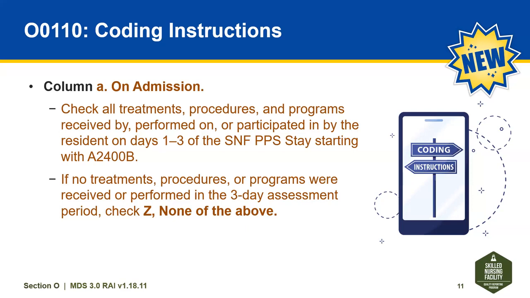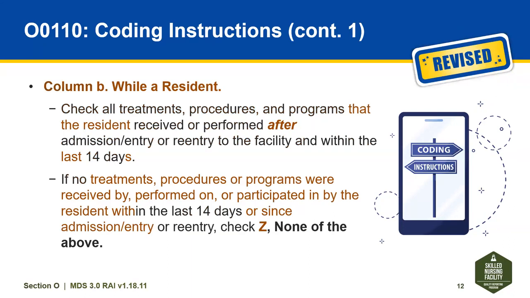And this slide is showing you the revised coding instruction for column B, while a resident. You will check all treatments, procedures, and programs that the resident received or performed after admission, entry, or re-entry to the facility and within the last 14 days. And if no treatments, procedures, or programs were received by, performed on, or participated in by the resident within the last 14 days or since admission, entry, or re-entry, you'll check Z, none of the above.